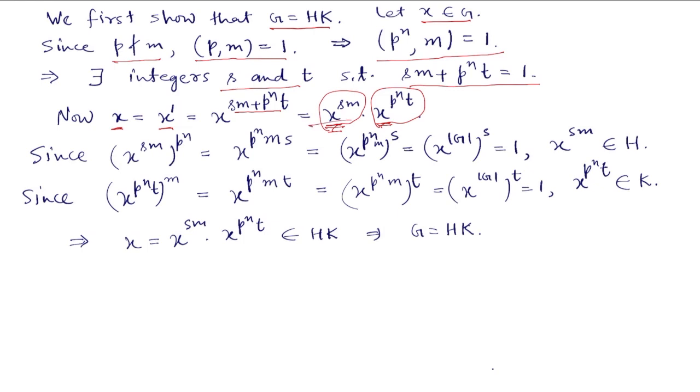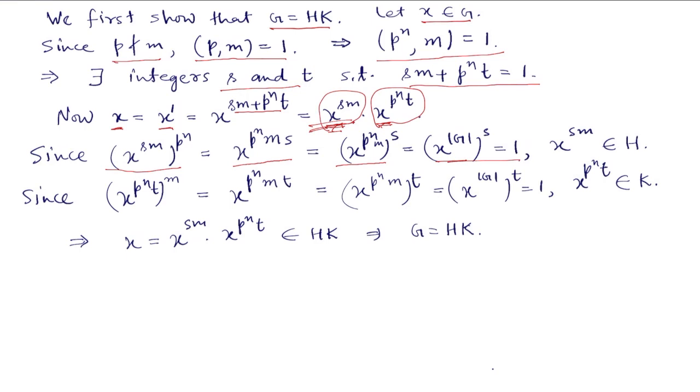Now to show that this element is in H, we have to show that it is killed by p to the power n. So let us apply power p^n on this element. This becomes x to the power p^n times sm. This we can write as x to the power p^n m and then raised to power s. But p^n m is simply the order of G, and we know that any element raised to the power of the order of G is 1, so this becomes 1.